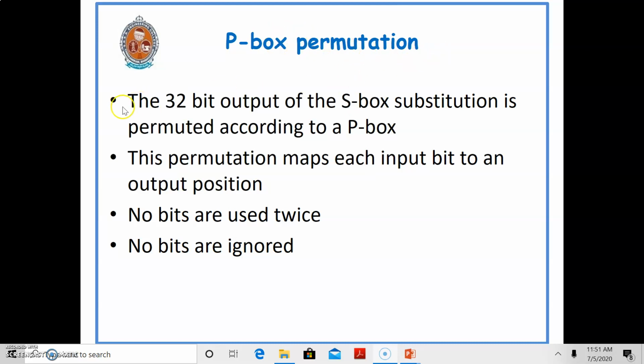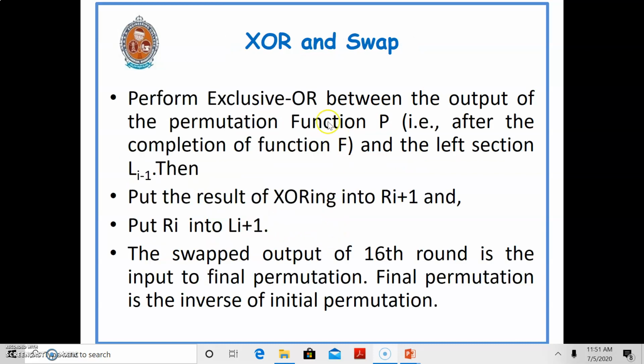P-box permutation. The 32-bit output of S-box substitution is permuted according to the P-box. This P-box permutation maps each input bit to an output position. No bits are used twice and no bits are ignored. After that, we apply the XOR and swap. In the XOR operation, we XOR with the left plain text, and after that we swap the previous right plain text into the left plain text for the next round.